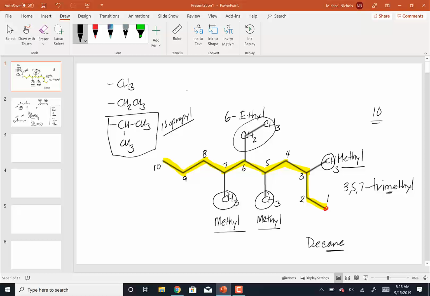So now I put together my list. So this is a 6-ethyl, 3,5,7-trimethyl decane.